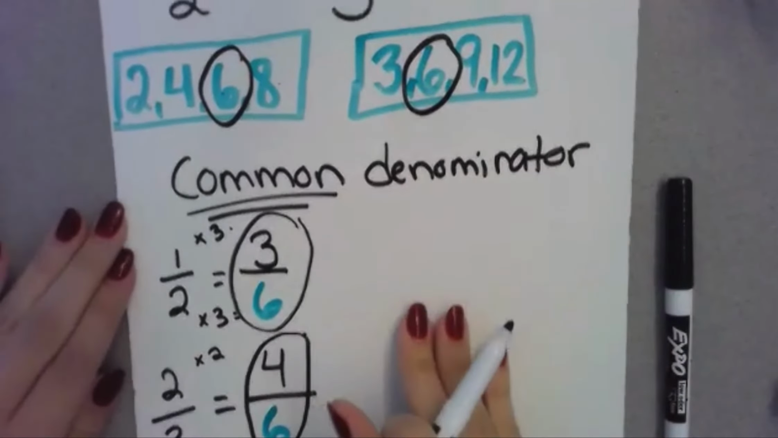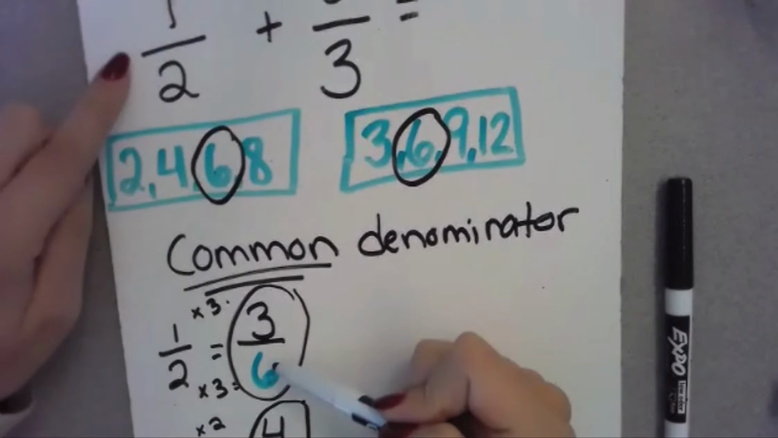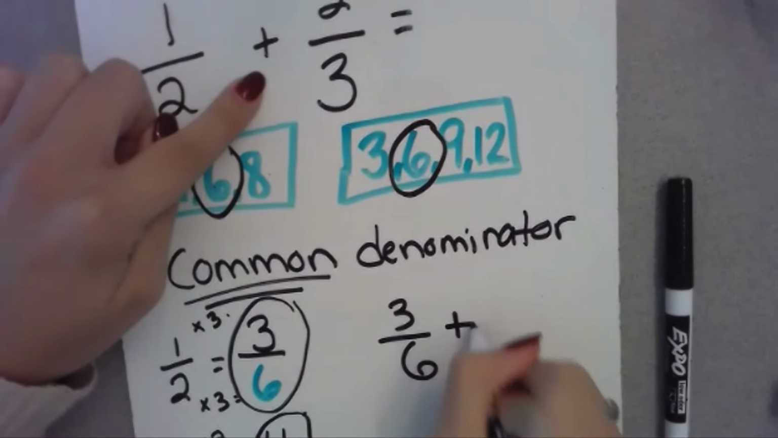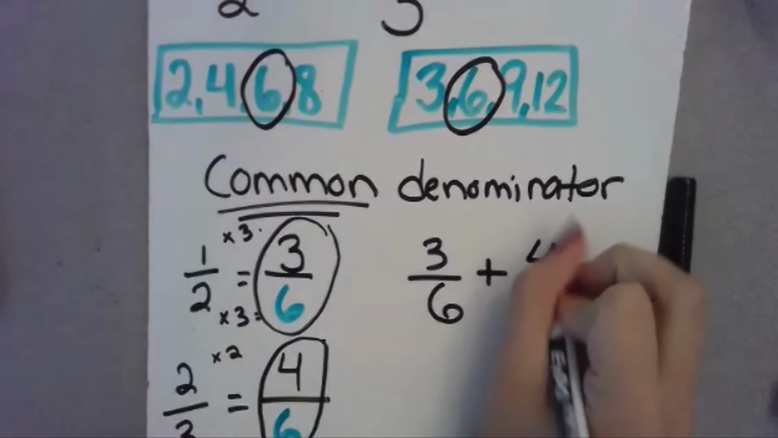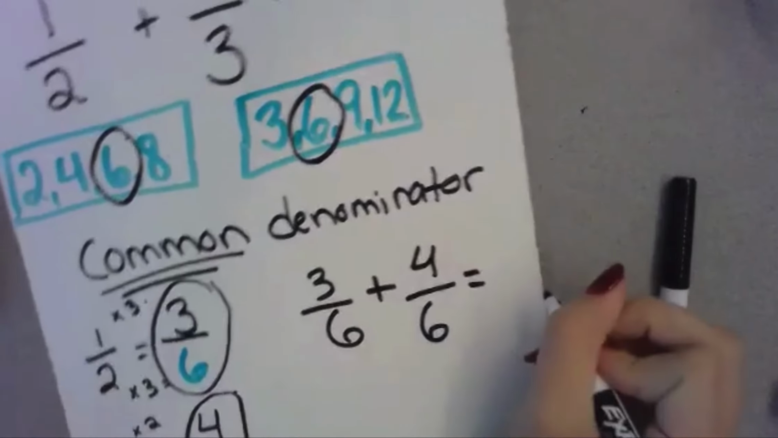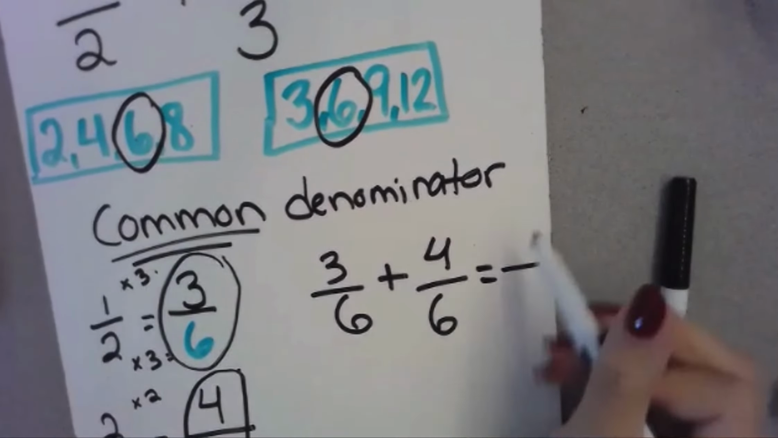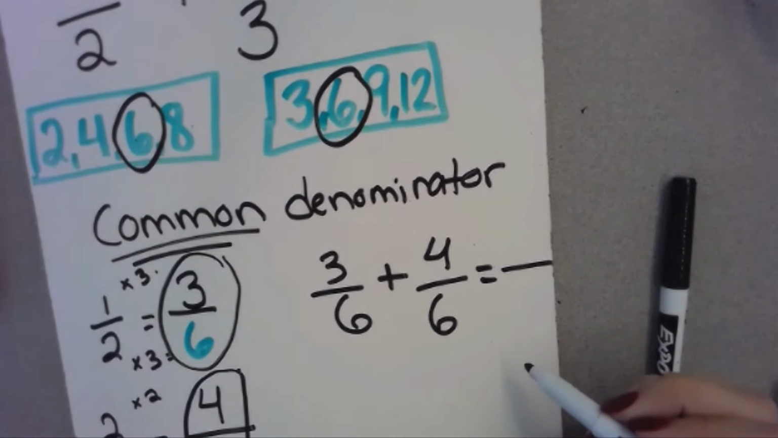So here's my last step. 3/6. I'm going to write that instead of 1/2. Plus sign. Instead of 2/3, I'm going to write 4/6. Hey, now what would my answer be? I have a common denominator. What is my answer? Can you put that in the chat for me, please?